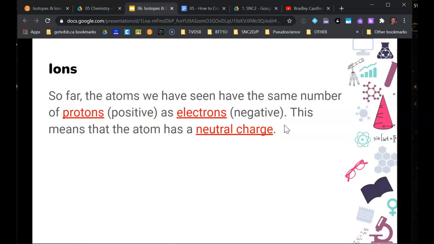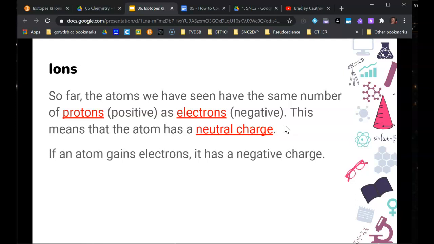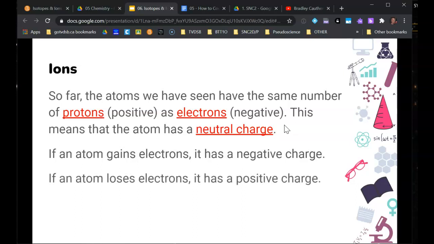That's a neutral charge. If it gains electrons, that means it has more negatives. So if an atom gains more negatives, it has a negative charge. If an atom loses electrons, that means it's getting rid of all of its negative stuff. It's getting rid of all of its negative particles. That means it's going to have a positive charge. This is the part that will often trip up students, because their first thought is, if I gain electrons, it should be positive because I'm gaining something.